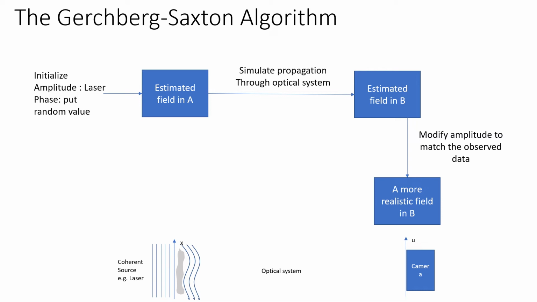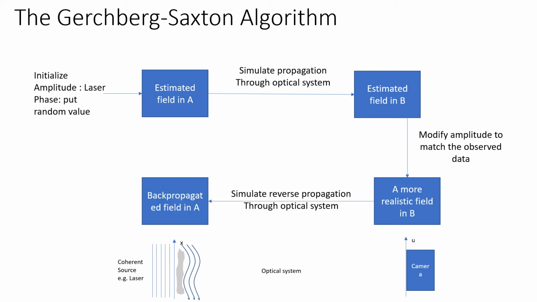We take this new and improved complex field and we simulate with the same tools the reverse propagation through the optical system, but backwards, which brings us back to the original object plane in A. Here, the complex field we have now has a new phase, and that phase is perhaps a better guess of the phase we're trying to measure. So we're going to keep it.